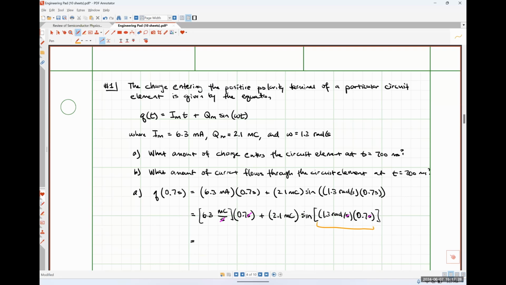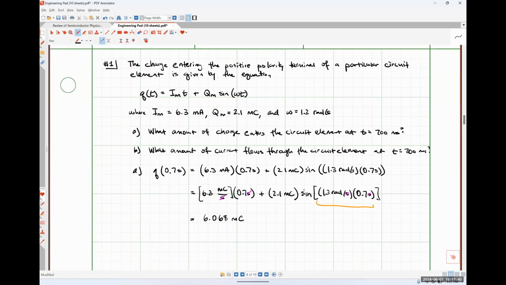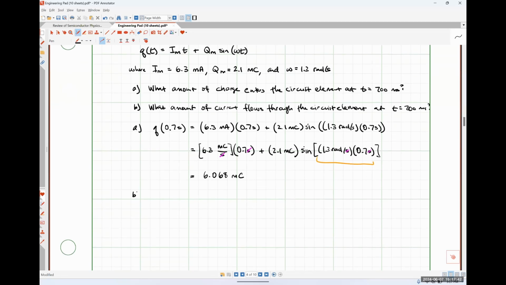Okay. So, all right. So 6.068 millicoulombs. All right, so for part B, where we're asked to determine current, how are we going to do that? Use the 6.068 and isolate for the current.